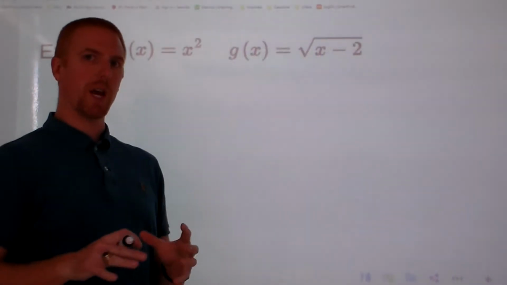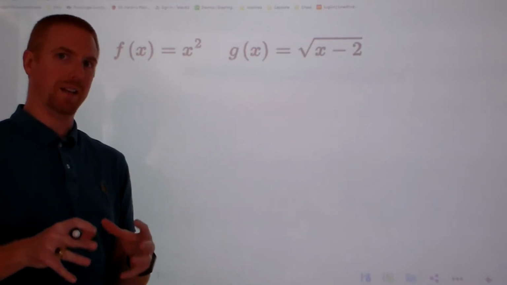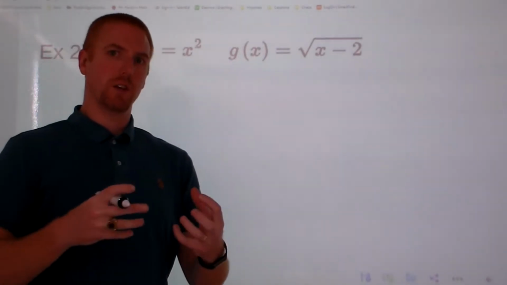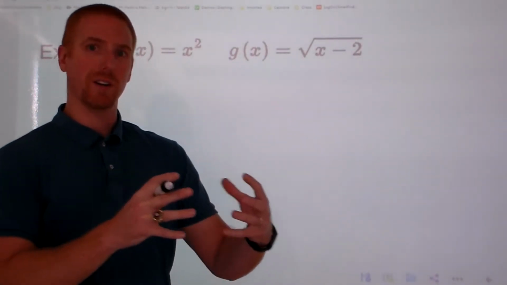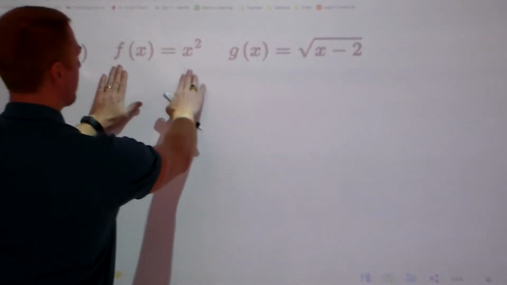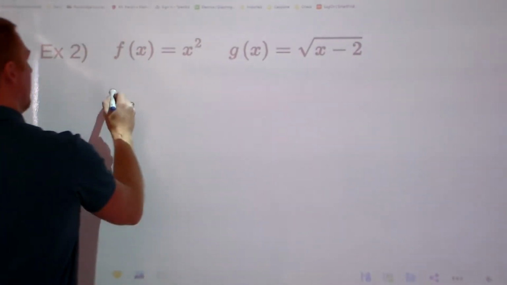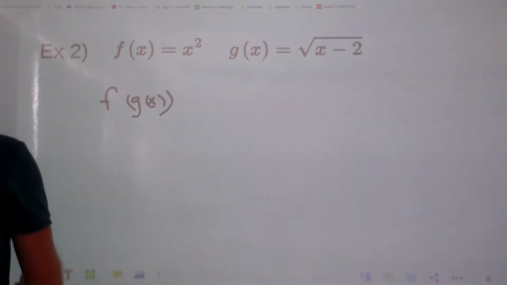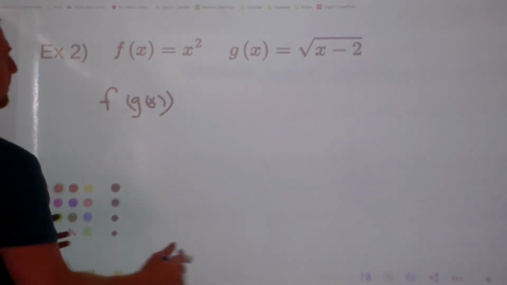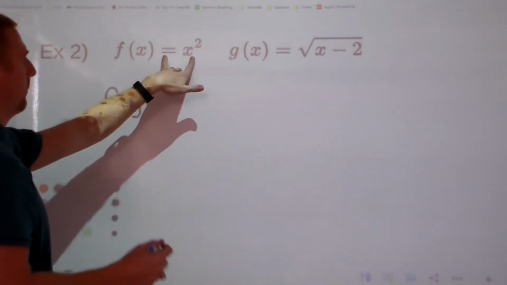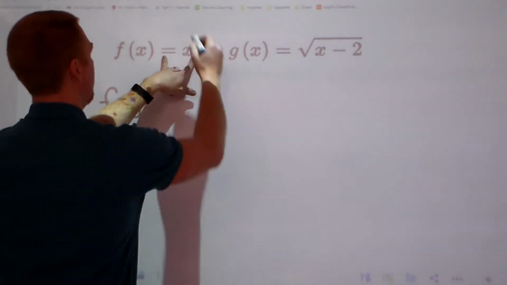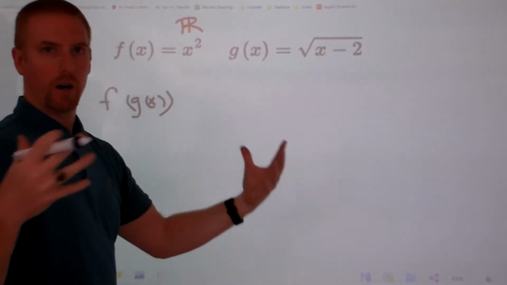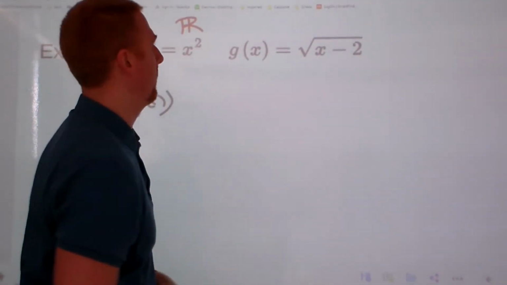On this example, we're going to up our game a little bit because we're going to really focus on domain. At this level, you're starting to see throughout the chapter that domain is critical to understanding how a function is going to behave. You've got to know where it exists. So we've got f of x is x squared, g of x is square root of x minus 2, and I want to find f of g of x. So before I go too deep into this, I want to think about the domains for each function. We know x squared is a parabola, so that's going to be fine everywhere. All real numbers. You can square any real number and you get a real number out.